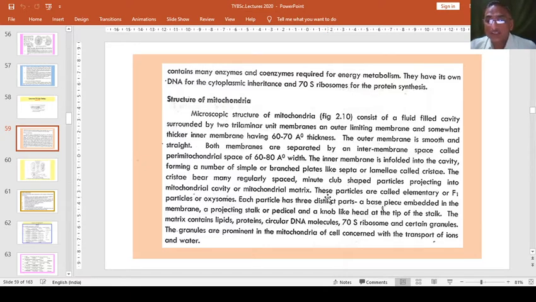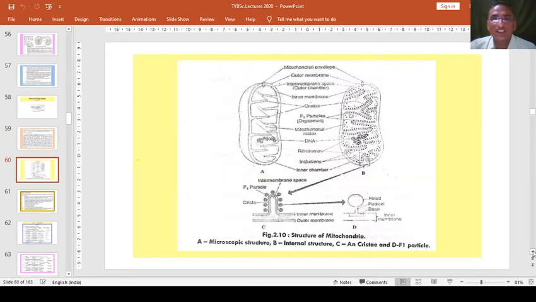These particles which are attached on the mitochondrial cristae are generally F1 particles, or we can call them oxysomes. Then there are circular DNA molecules, and they have 70S ribosomes. We have already studied this in the previous lecture. Then we have also seen the structure. Here in the cristae we can see the ribosomes, or we can say the mitochondrial matrix having these F1 granules. So here these are known as oxysomes. So this is the basic structure.